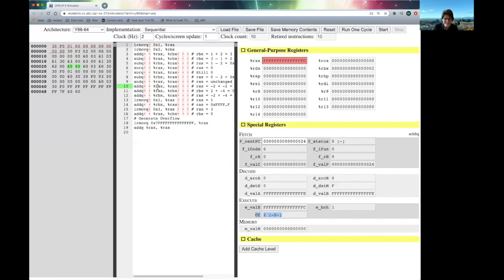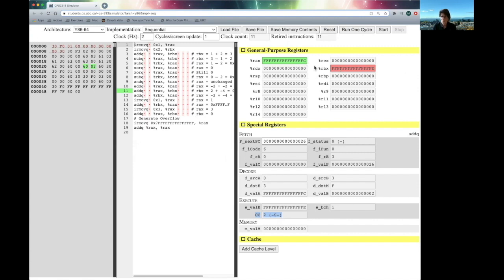Our next instruction is now going to add RAX into RBX. So RAX is a -4, RBX is 2, and so if I add -4 into 2, I'd better get a -2. So run one cycle, and sure enough, our 2 has changed to a -2. That's a negative result. Our sign bit is set.